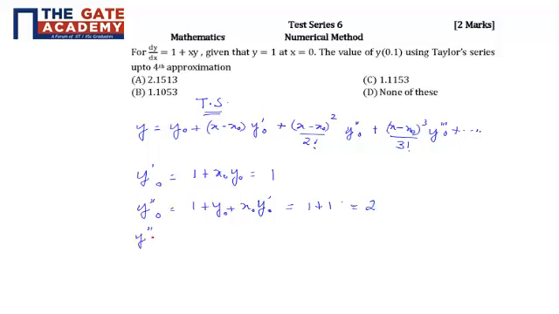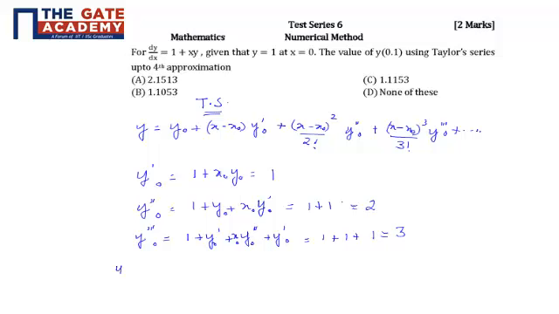Now y triple dash of 0 would be, taking one more derivative of this, 1 plus y dash plus y double dash times x plus y dash. So if we take the initial values like this, this would be 1 plus y dash is 1 plus, since x0 is 0, this will go again 1, so will give us 3, so plus and so on.